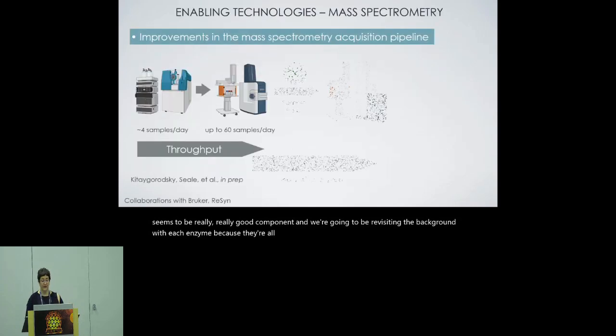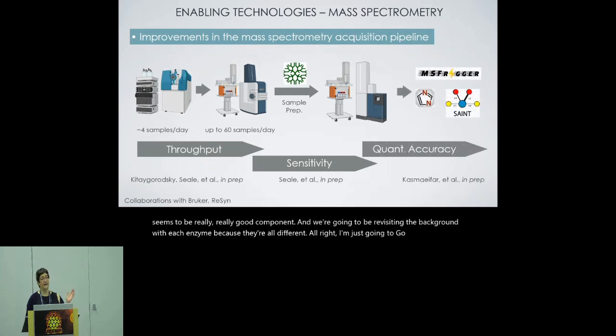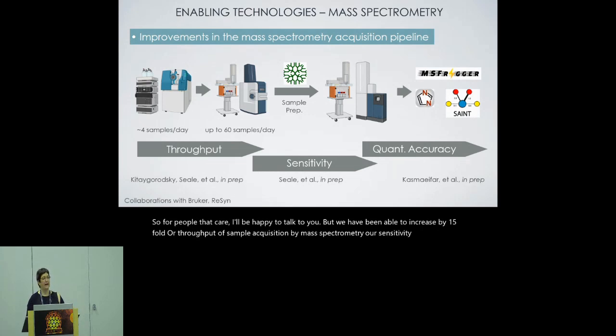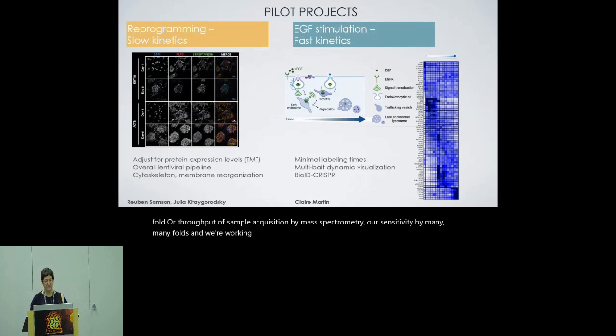All right, I'm just going to go very quickly to say that the remaining bit of throughput acceleration that enabled this project has been more on the mass spec side. So for people that care, I'll be happy to talk to you. But we have been able to increase by 15-fold our throughput of sample acquisition by mass spectrometry, our sensitivity by many, many folds, and we're working on improving quantitation accuracy.